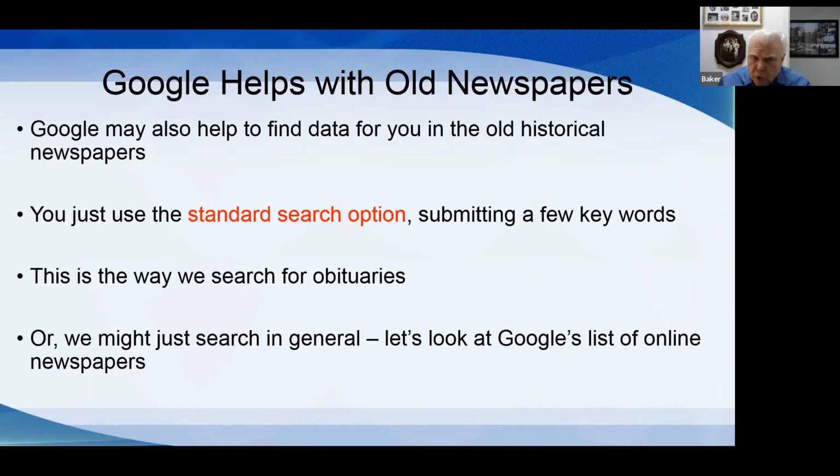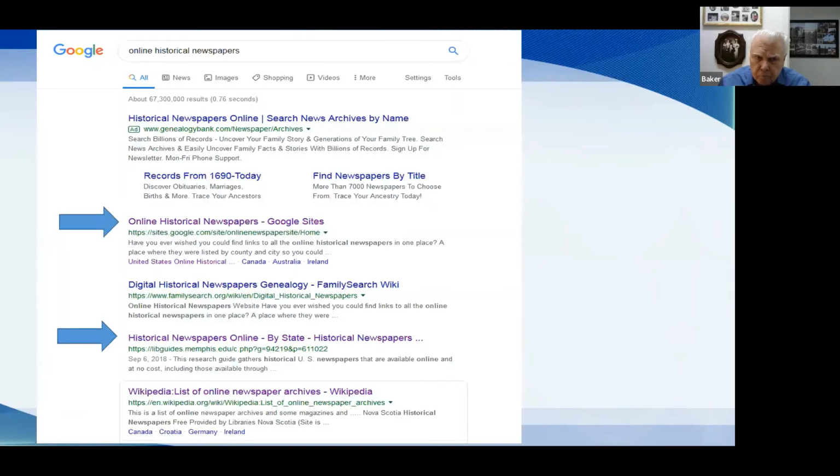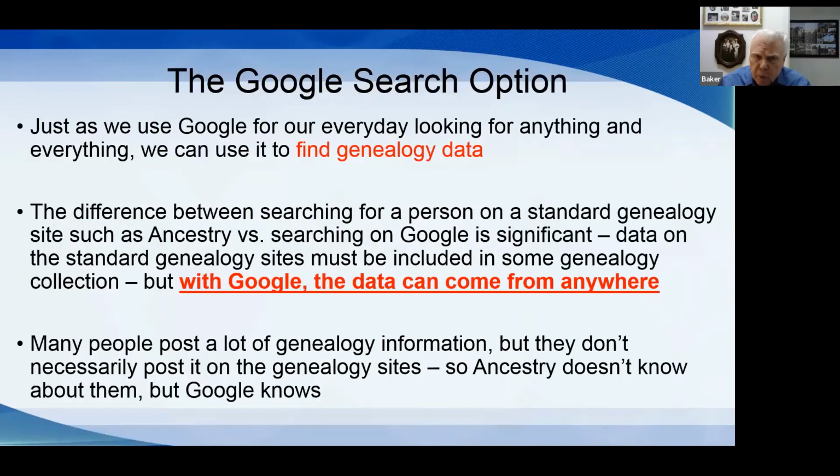Similarly, Google helps with the old newspapers. You can just use a standard search option and put in a word, much like we did for obituaries. You're looking for the name of the person, the time period, or maybe the location is what will swing it for you. Here, they have this big list of the different online historical newspapers that are online. Now we're getting to one that I really like, and that is the Google search option.